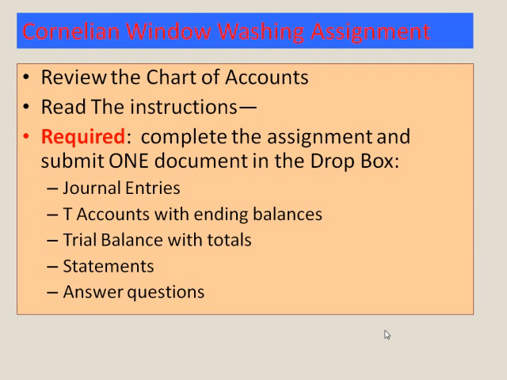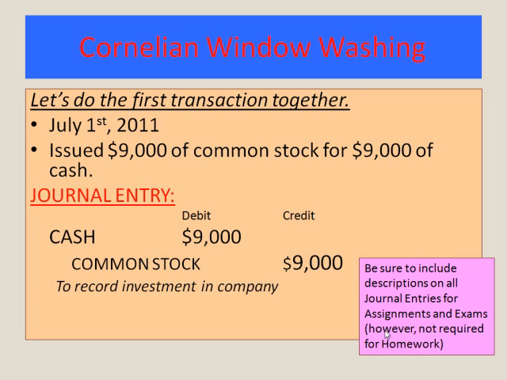Your job is to complete the assignment as follows, and input it into one document and upload it in the Dropbox. Input your journal entries, input your T accounts with ending balances, trial balance with totals, statements in proper format, and answer the questions. If you have trouble with any area of this assignment, like the T accounts, doing them in Microsoft Word, you can handwrite them, but you'll need to scan them and attach them to your document. All right, let's do the first transaction together.